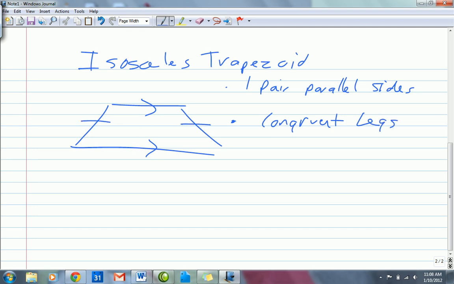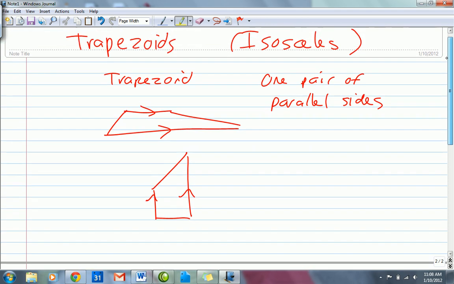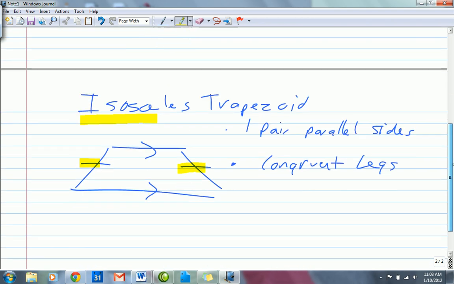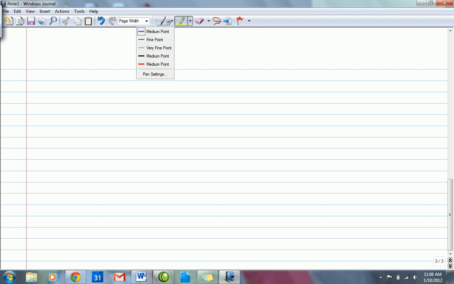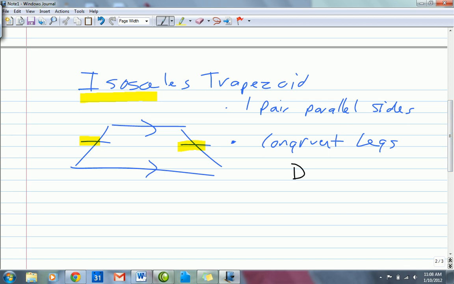And so most of our attention will be paid to isosceles trapezoids. The isosceles piece means that those two legs, the non-parallel sides, will be congruent, much like an isosceles triangle would have two congruent legs. Many of the properties occur in an isosceles trapezoid and not a regular non-isosceles trapezoid. So we're going to focus our attention on isosceles trapezoids. Here's our definition: it's a trapezoid with a pair of congruent legs, basically.